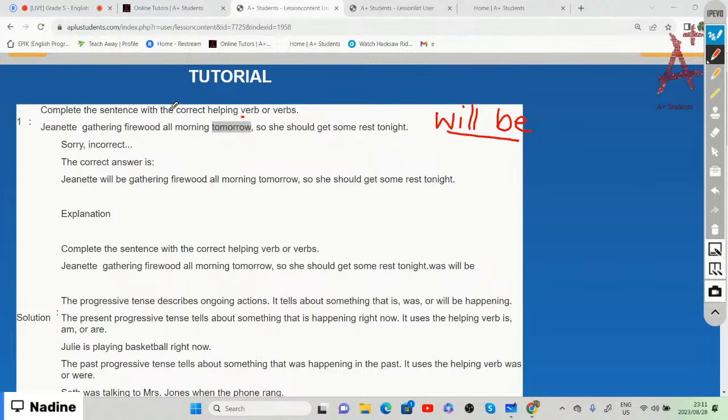So basically, this is showing ongoing action in the future. It's happening now, but they're saying that tomorrow she will be getting firewood. It's already telling us what she will be doing tomorrow, but now she needs to get some rest. So our answer is will be. Jeanette will be gathering firewood all morning tomorrow, so she should get some rest tonight. Which means that we are using the progressive tense in the future.